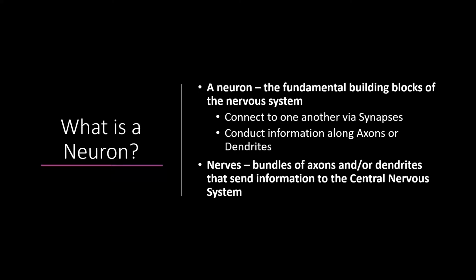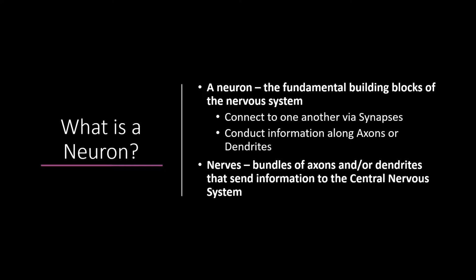This information is conducted along specialized structures called axons or dendrites, depending on the structure itself or where the information is coming from. And neurons actually act as mini integrating centers. They relay inputs from a lot of different other neurons' synapses, and then eventually conduct a signal if there's enough input from those areas.